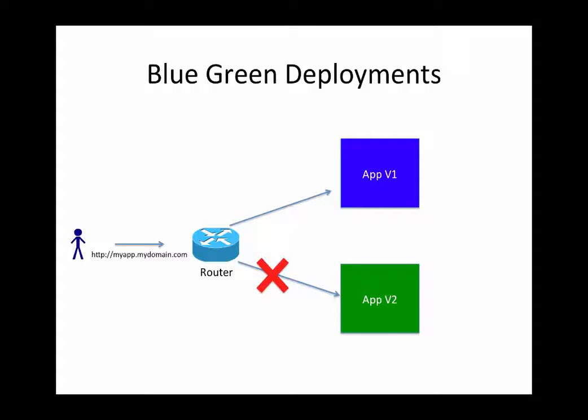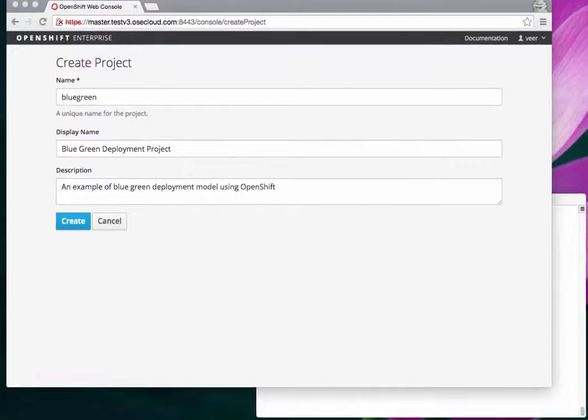Now let us see how to achieve that in OpenShift version 3. Now I'm logged into my OpenShift environment, and I'm in the project creation screen. I'm creating a new project. I'm naming my project blue green, and I just gave a display name and a short description, and I'm saying create. Now this will create a new project with the name blue green.